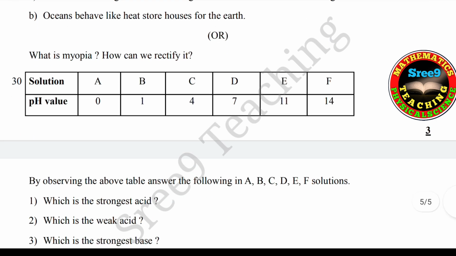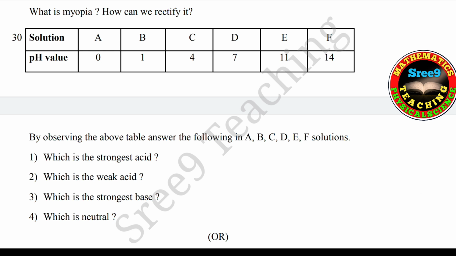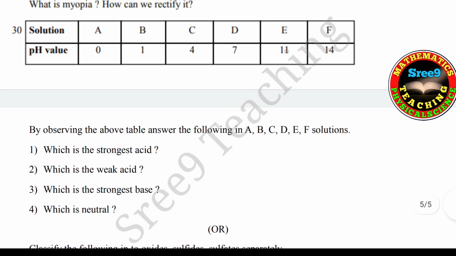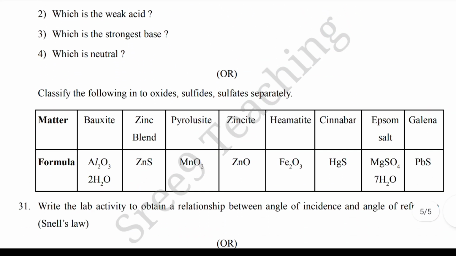Like that, 30 also. In 30, solutions A, B, C, D, E, F are given and pH values are given as 0, 1, 4, 7, 11, 14 respectively. Now we have to answer the questions by observing the above table. First, which is the strongest acid? Second, which is the weak acid? Third, which is the strongest base? Fourth, which is neutral? So this is the 30th first question. Or you can write this question also. So you have a choice: classify the following into oxides, sulfides, sulfates separately.